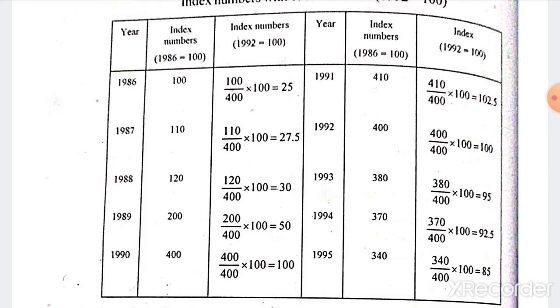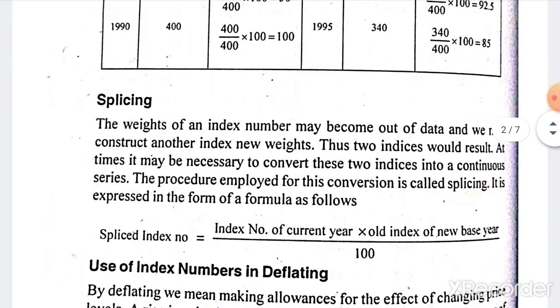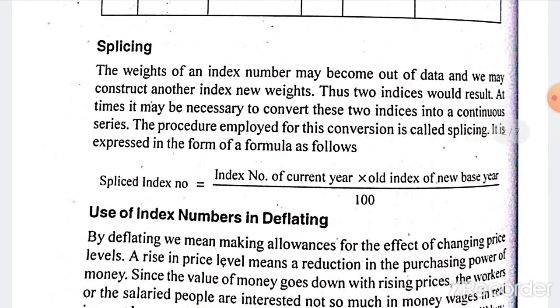So in the given problem, the price index for 1986 is 100. Using the shifted base we have the result for 1992 as 100. So the next thing is splicing.